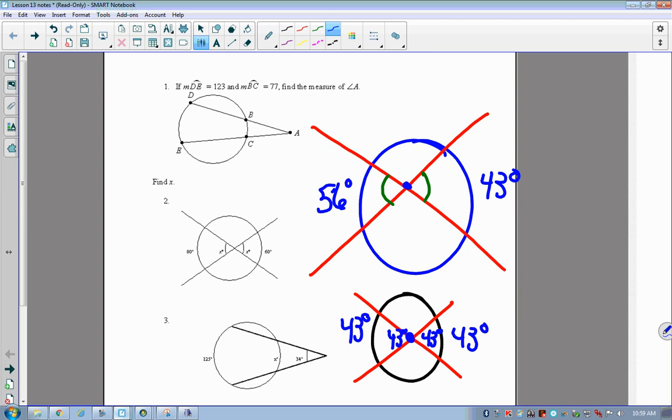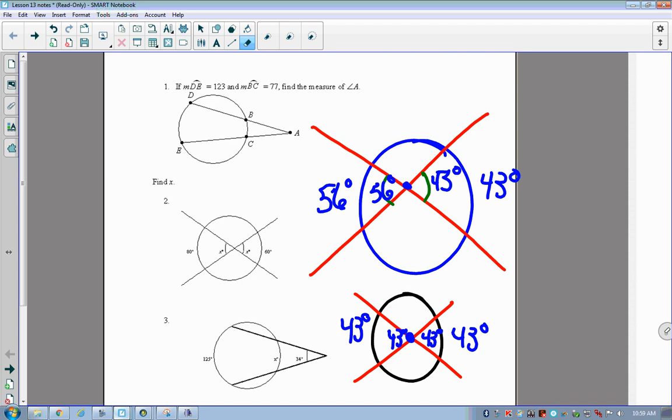But I do know one thing for certain. I know that my vertical angles are still equal to each other. So if this is 43, then that's got to be 43, and this has to be 56 because this one over here is 56. That doesn't work, because vertical angles are always congruent. Do you see the problem with assuming that the inside angle is always going to be the same as its intercepted arc? That only works if it's in the center.